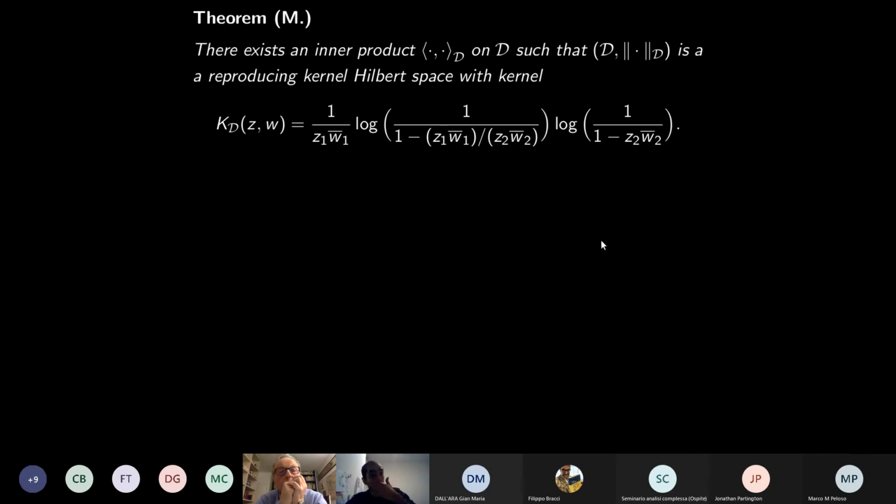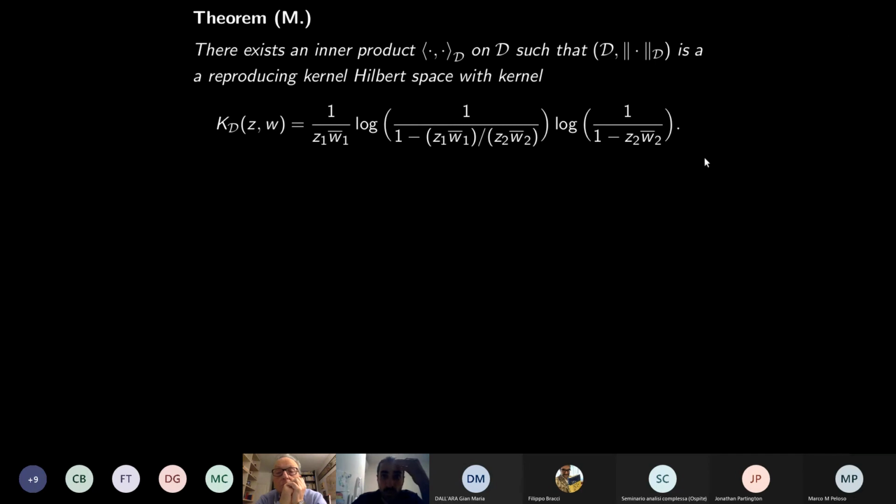And so also in the Dirichlet space case, we define the space where we can consider a different inner product such that the space with respect to the norm induced by this new inner product is a reproducing kernel space whose kernel is given by this.